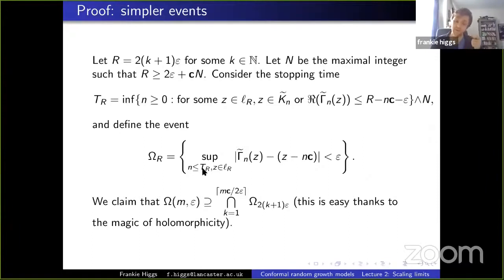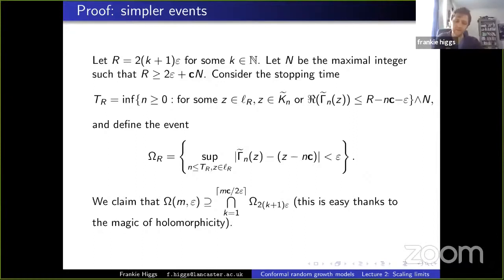T_r is really a failure event. So I have a failure time. So if omega r is true, then it says that for everything on the line, the error between gamma n of z, that is where it actually goes, versus this, which is where it should go, is less than epsilon. So it is essentially what this omega n epsilon was, only now we're talking about lines instead of half planes.